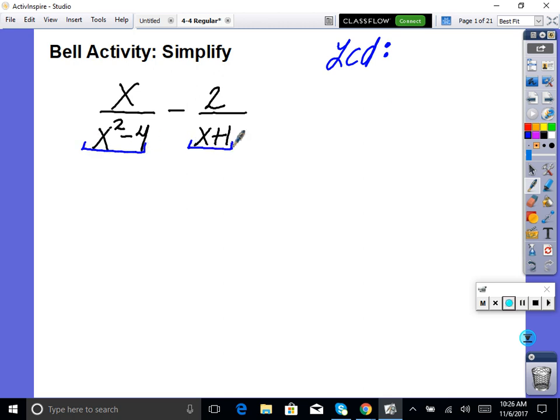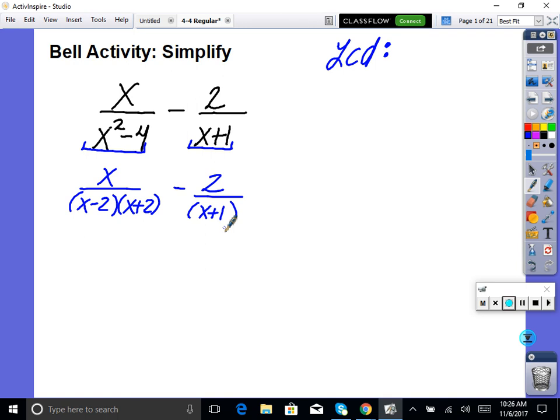I like to keep my steps the same. So I highly recommend factoring out your denominators, because what if there's an x plus 1 in common you're not seeing right now? So we have x over, what does this factor to be? x plus 2, x minus 2, minus 2 over x plus 1. Now we are able to see they don't have anything in common, correct?